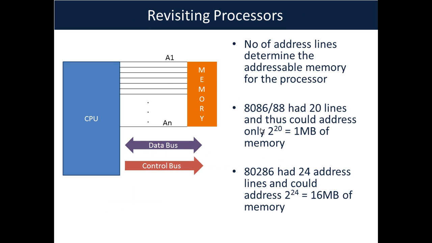Okay, so let's revisit processors. The number of address lines in the CPU determines the amount of addressable memory space the processor has. In older families, which is the 8086 and the 8088, they had 20 address lines, because of which they could only address 2 to the power 20, which is 1 MB of memory. From the 80286 onwards, there were 24 lines, and this could access 2 to the power 24, which is 16 MB of memory.